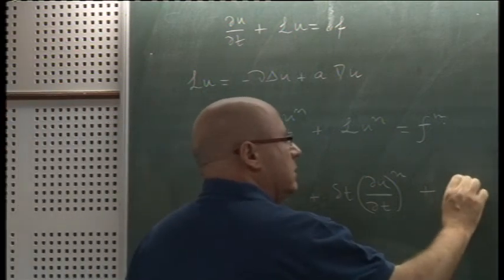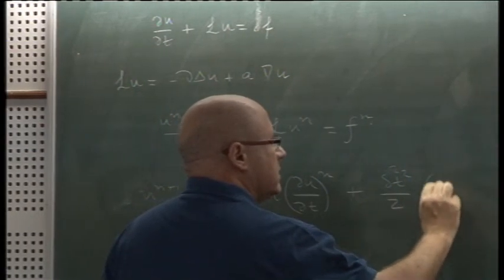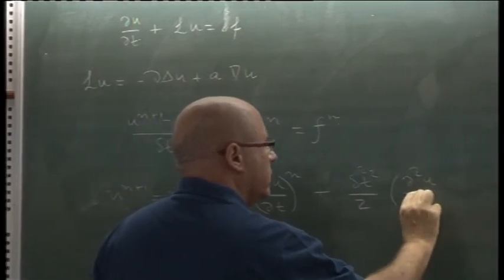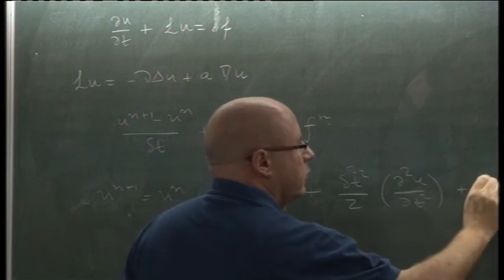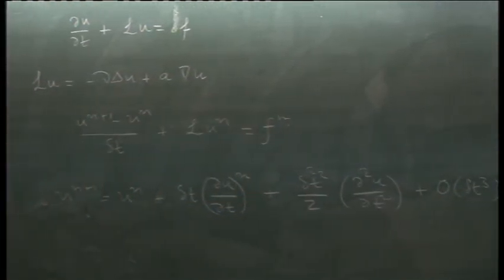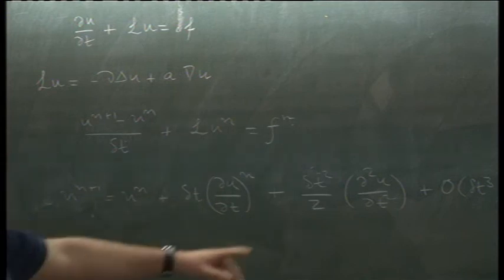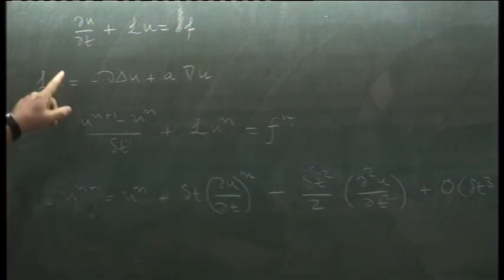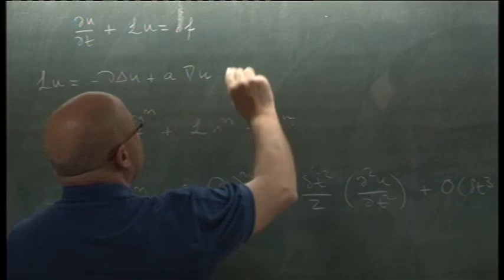So now we put delta t squared over 2 times the second derivative with respect to time, plus terms of order delta t cubed, a Taylor expansion up to order delta t to the power of 3. And of course, we don't have second derivatives in our equation, which is only first order in time. But we can make second derivatives arise. How? We take the first derivative of this.